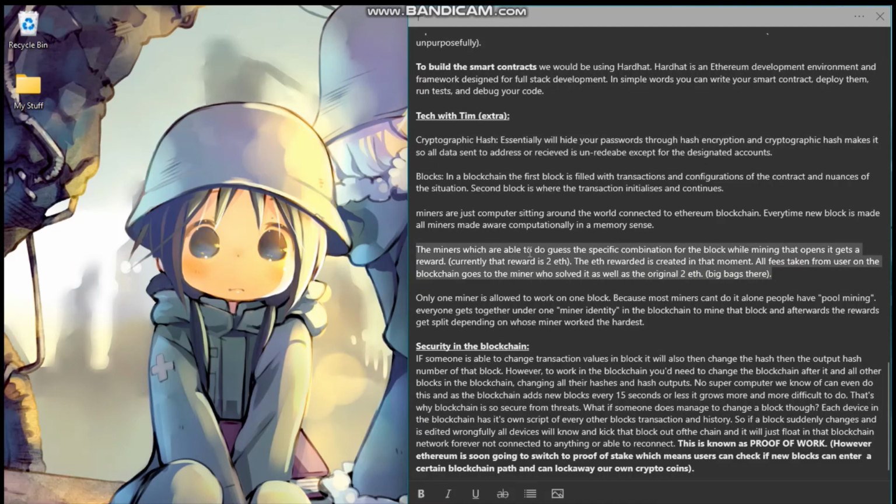When you're mining blocks and you're able to guess the specific combination for mining a block, you get a reward of 2 ETH, and the reward is credited in that moment in the blockchain. So if you're mining Ethereum and you mine successfully, you most likely get 2 ETH as a reward, which I think is $12,000 now.